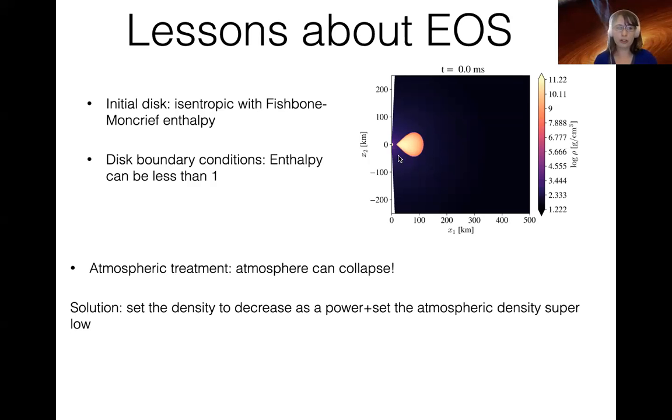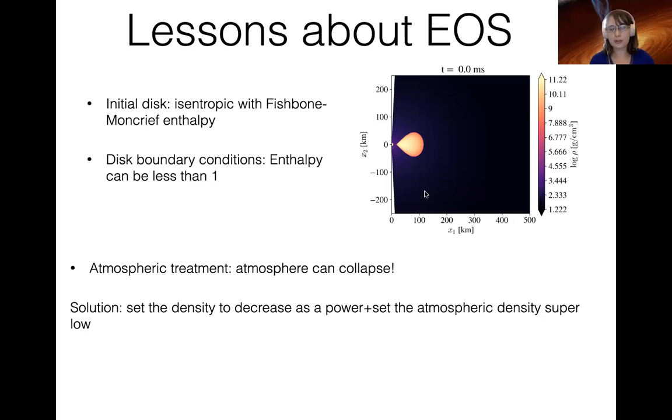Another thing that we learned is the atmospheric treatment, because the atmosphere around the torus can actually be dense enough that it can collapse. To solve this, we need to have the density decrease as a power law and also set the atmospheric density very, very low.